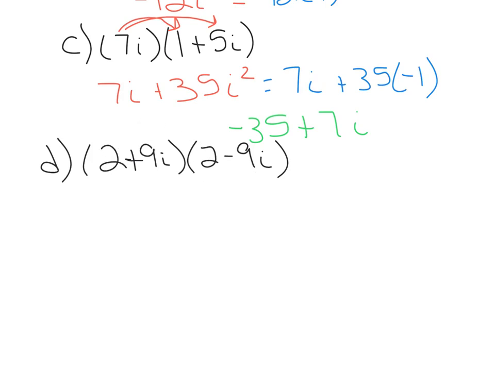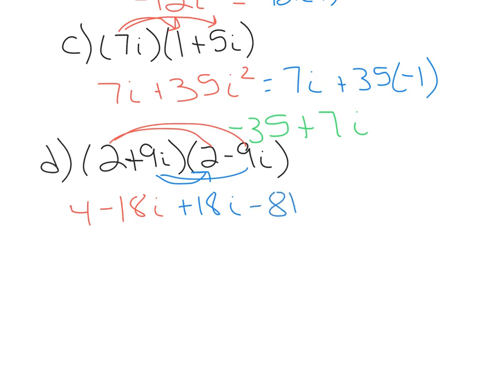So we'll multiply the 2 times the 2 first, which gives us 4, and then the 2 times negative 9i gives us negative 18i. And then we'll multiply 9i times 2, which gives us a positive 18i. And then 9i times negative 9i gives us negative 81i squared.